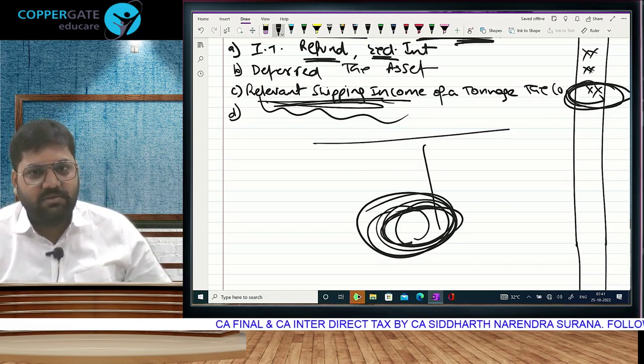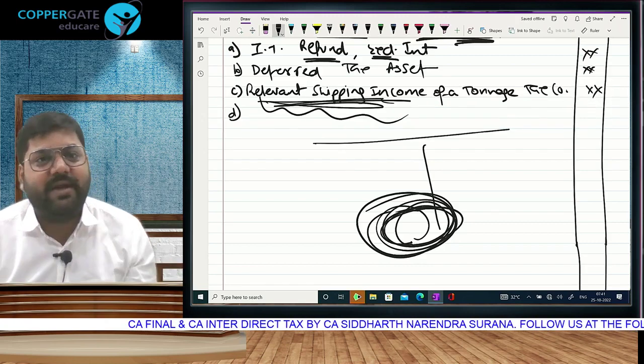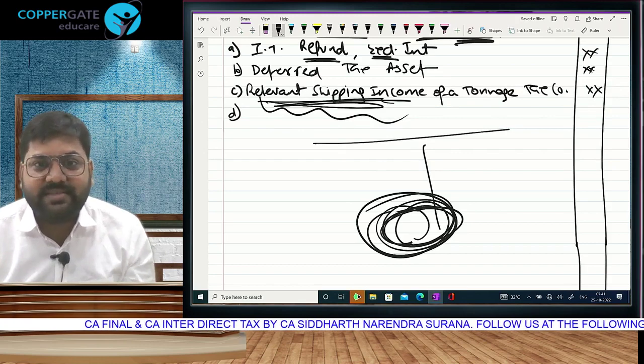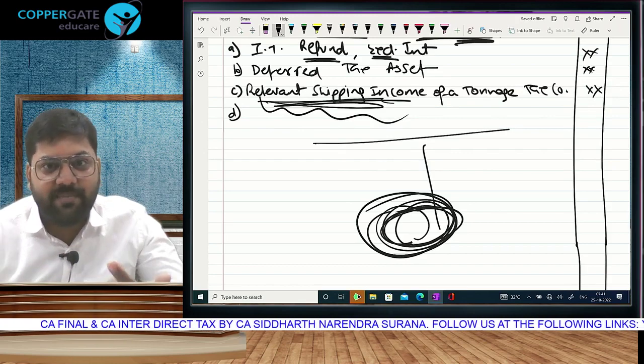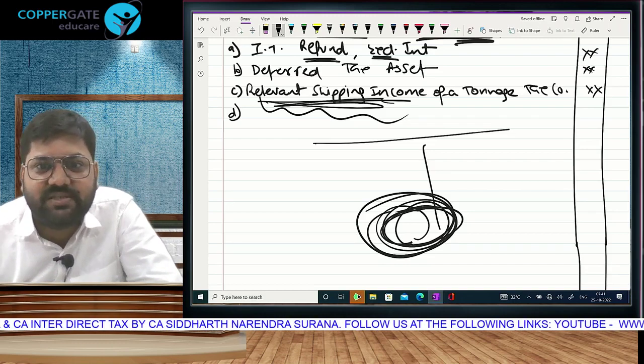Is that understood? Indirectly, some students say, sir, this is as good as the case of those 5 companies to whom MAT is not applicable. It is as good as that, because if you subtract the full profit and make the MAT liability zero, it is as good as that. There are 5 companies, life insurance business, etc.